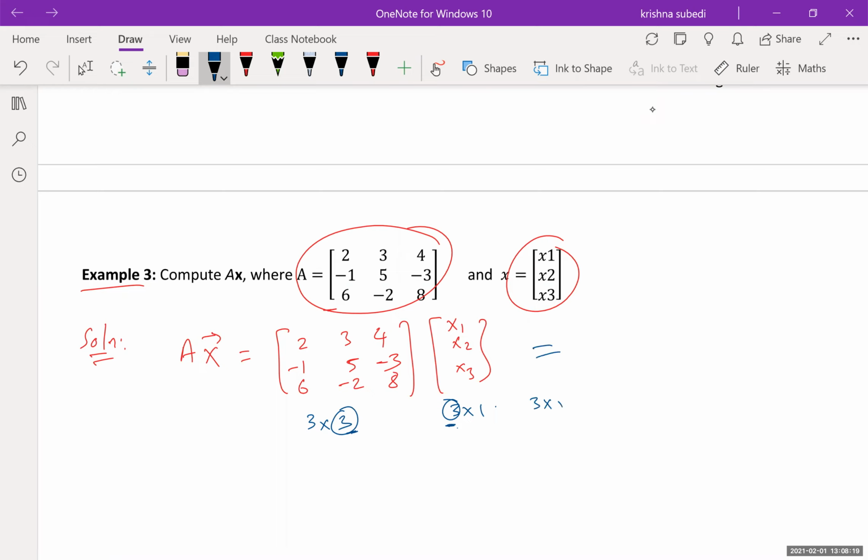So let us multiply that. You already know how to multiply from chapter 2. If you multiply that, you're going to get 2x1. Consider the row with the column: multiply each entry of the row with the column. So 2x1 plus 3x2 plus 4x3. Now consider the second row and multiply with the column. That means -x1 plus 5x2 minus 3x3. And then the last one is 6x1 minus 2x2 plus 8x3. So when you multiply, this is what you get.